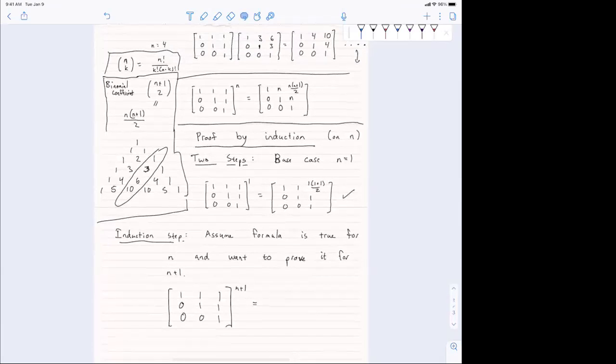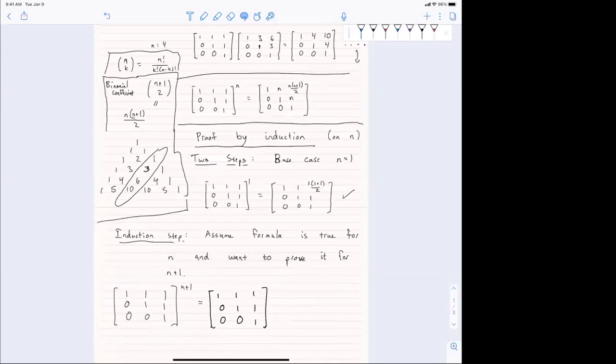If we're taking an n plus first power, that's the same thing as taking this matrix, make it big enough, and then multiplying it by this to the nth power. Right? Let's have a little more room, sorry. Put a little times to make sure that it's clear.